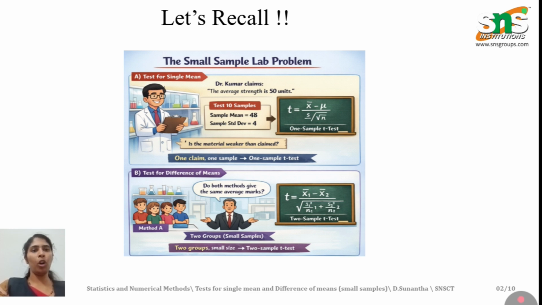So here is the small problem in which we are testing for a single mean. When the sample size is less than 30, we use the formula T is equal to x bar minus mu by s divided by root of n. When we are in a case to compare two averages or two means, we will be using the formula T is equal to x1 minus x2 divided by root of s1 square by n1 plus s2 square by n2. Both of them are t-test problems.